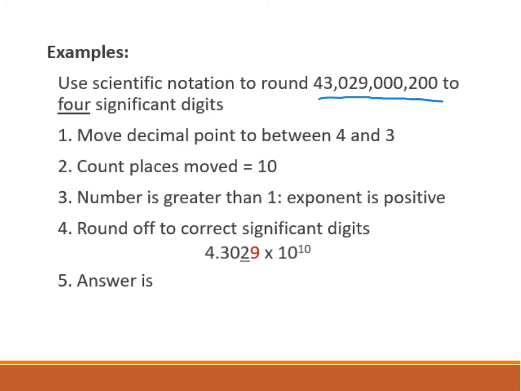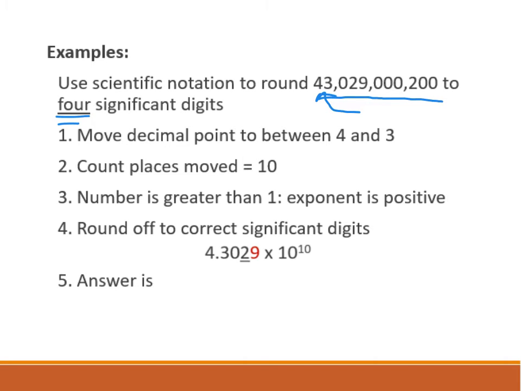43,029,200,000 to 4 significant digits. So first of all, we're going to move our decimal point to between the 4 and the 3 because it's going to go right after that first significant digit.